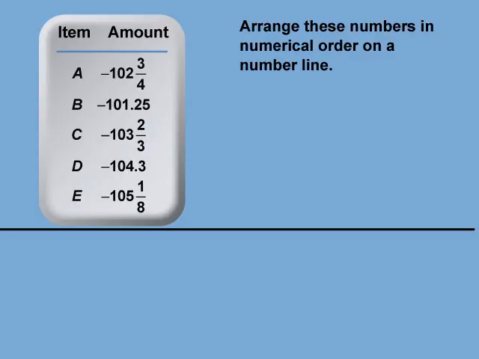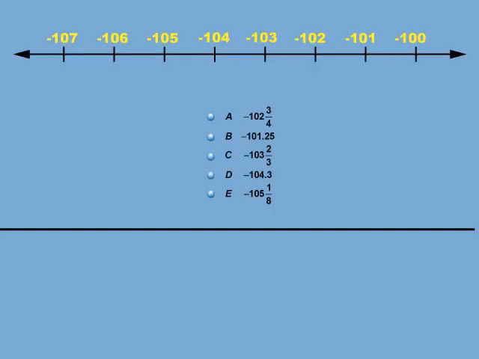Arrange these numbers in numerical order on a number line. This number line shows the integers from -100 to -107. We want to graph points A through E. Notice that some are in fraction form and some are in decimal form. We can graph them by estimating their position on the number line. Let's start with point A. Here is -102. We place -102 3/4 here.